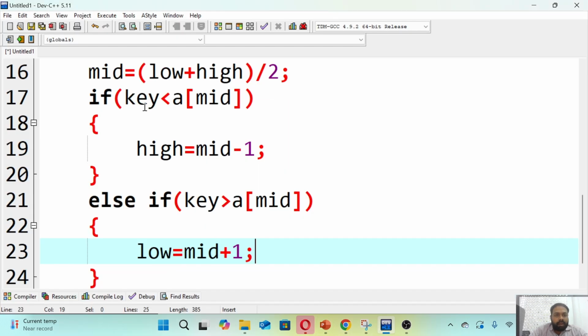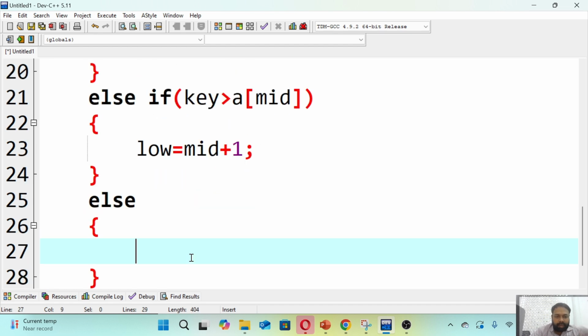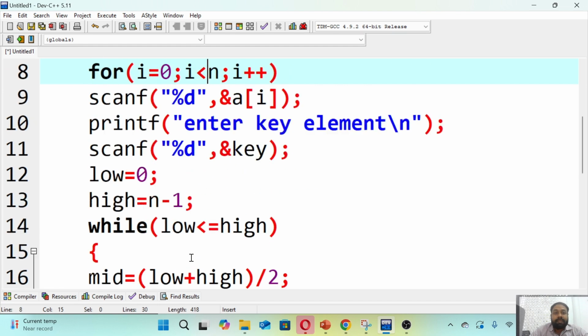If your key element is less than the mid element, then it is in the first half, so high needs to change: high is mid minus 1. If the element is in the second half, high is there but low is not there, that's why low is mid plus 1. Otherwise, it means the mid element is the required element. At that time you need to take one variable, x plus plus, and you can put a break, meaning that element is the searched element.